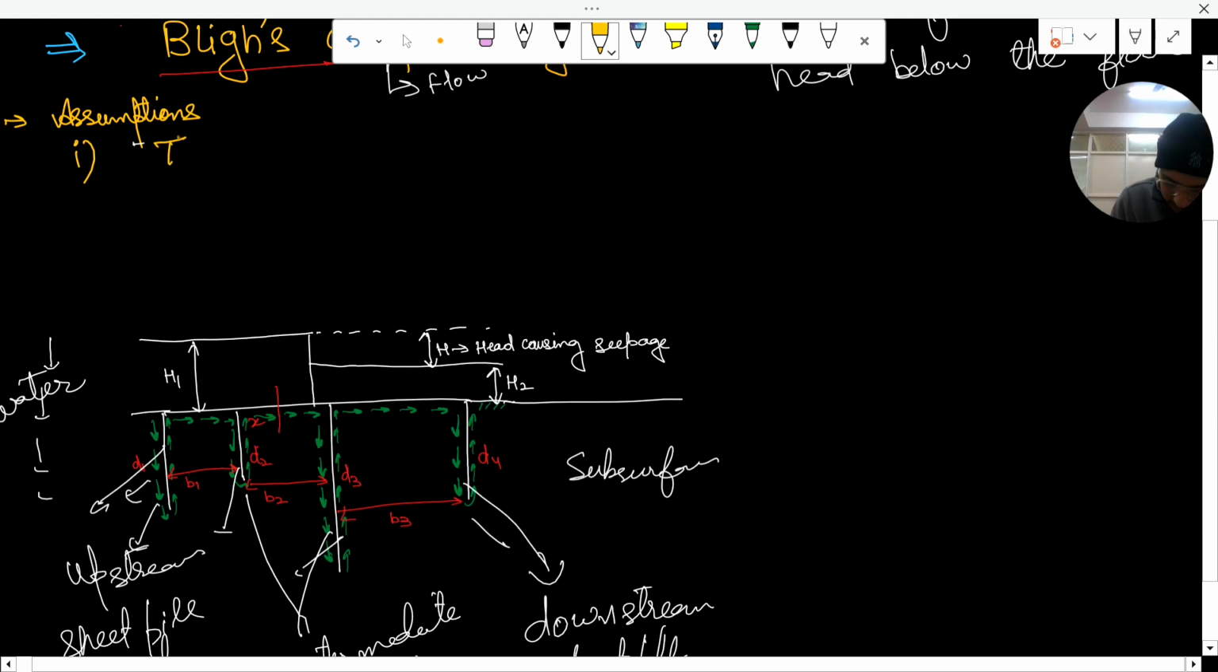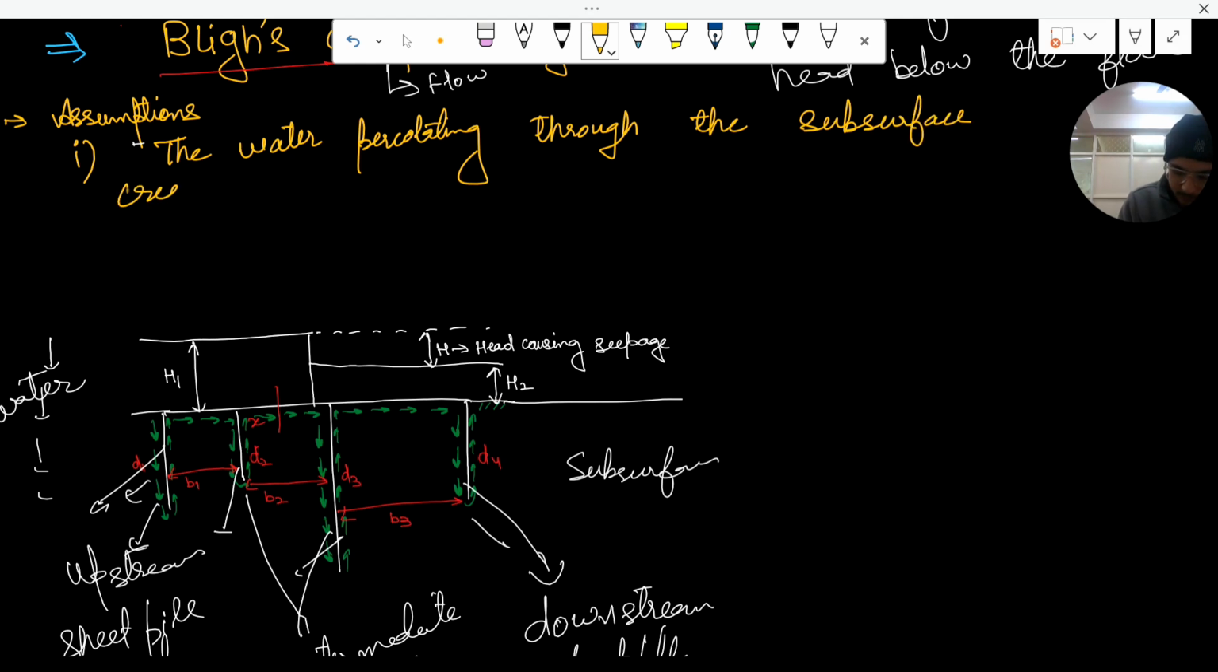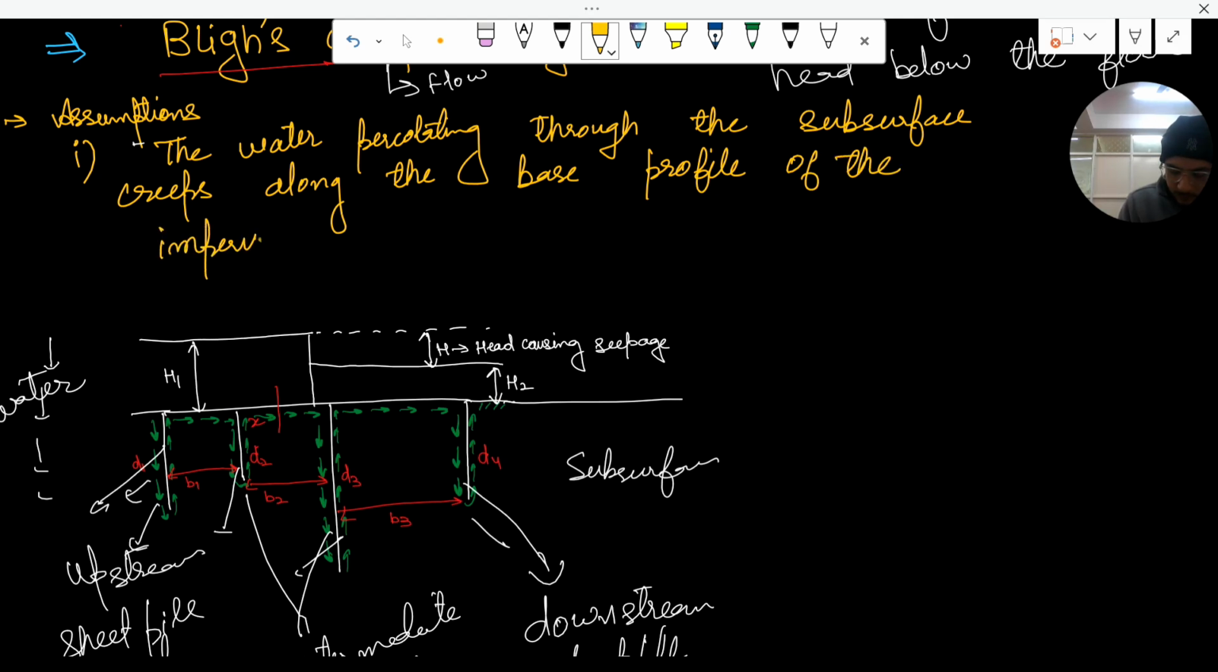So the first assumption: the water percolating through the subsurface creeps along the base profile of the impervious floor. So this is the first assumption of Bly's Creep theory.